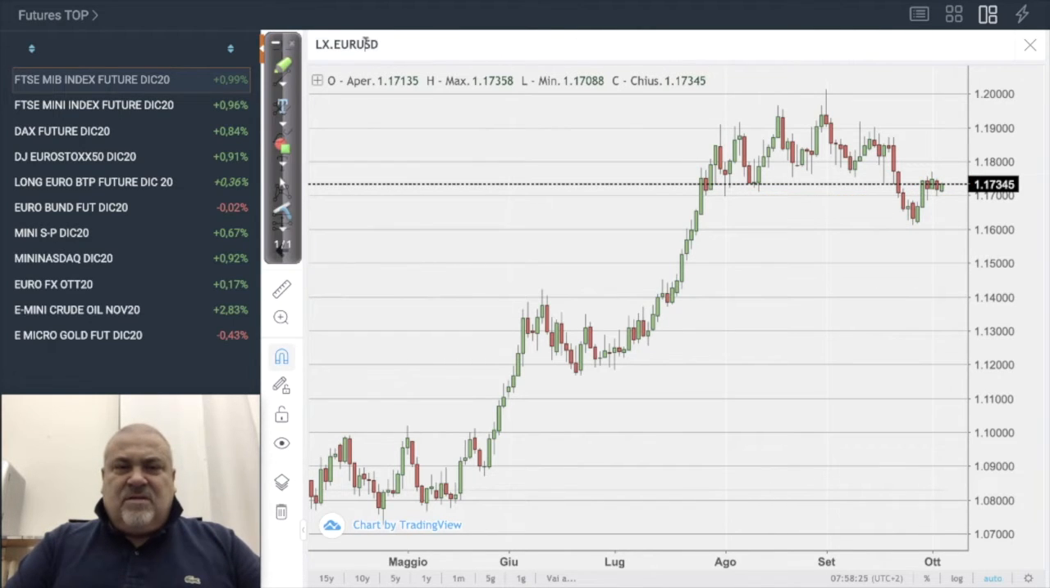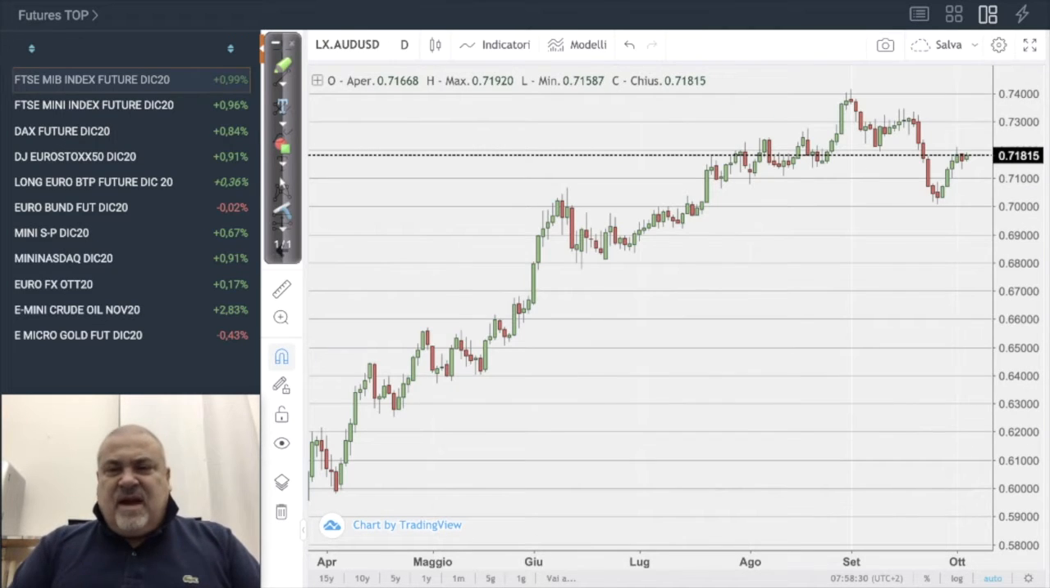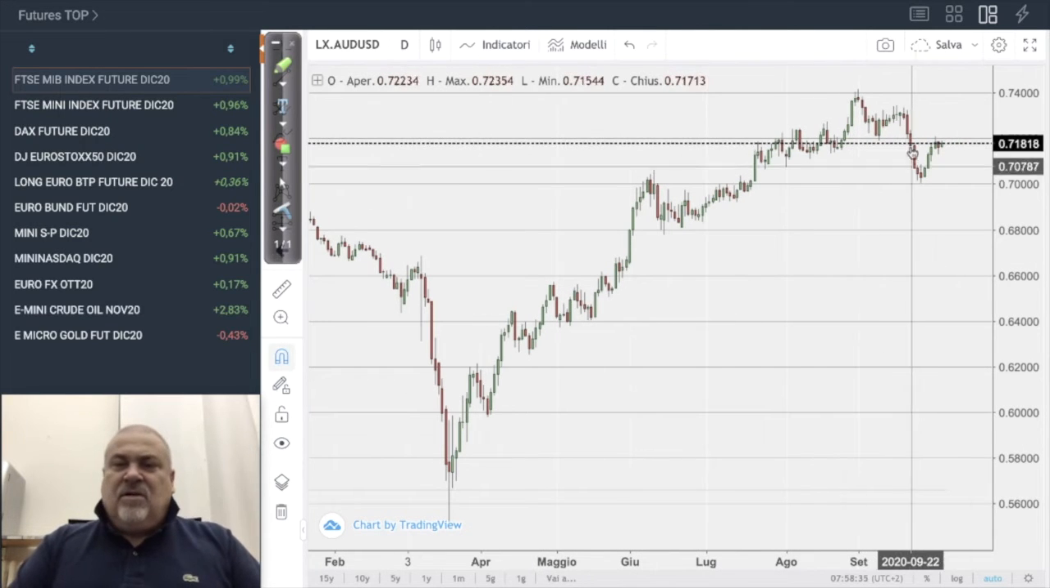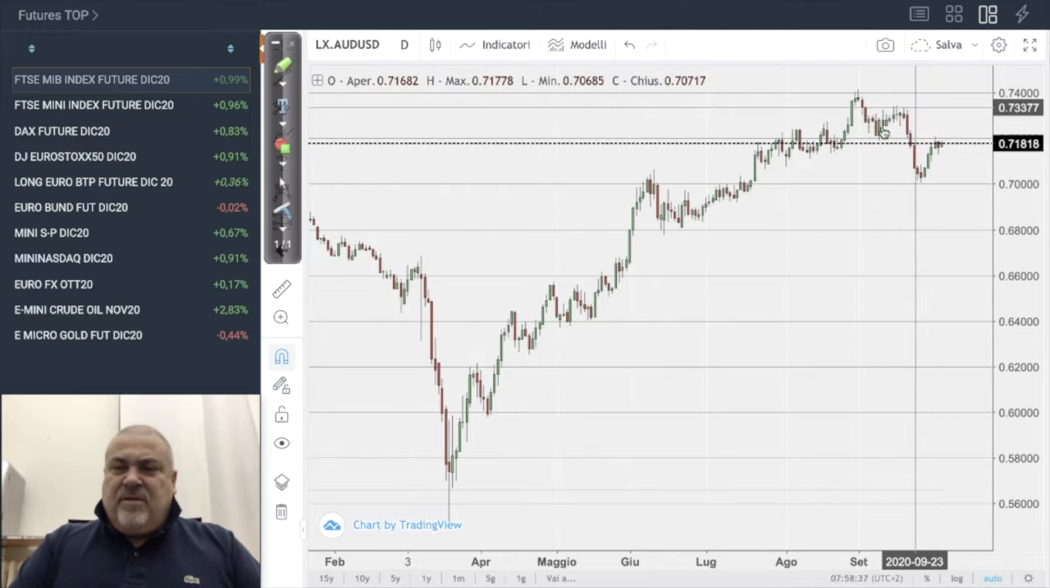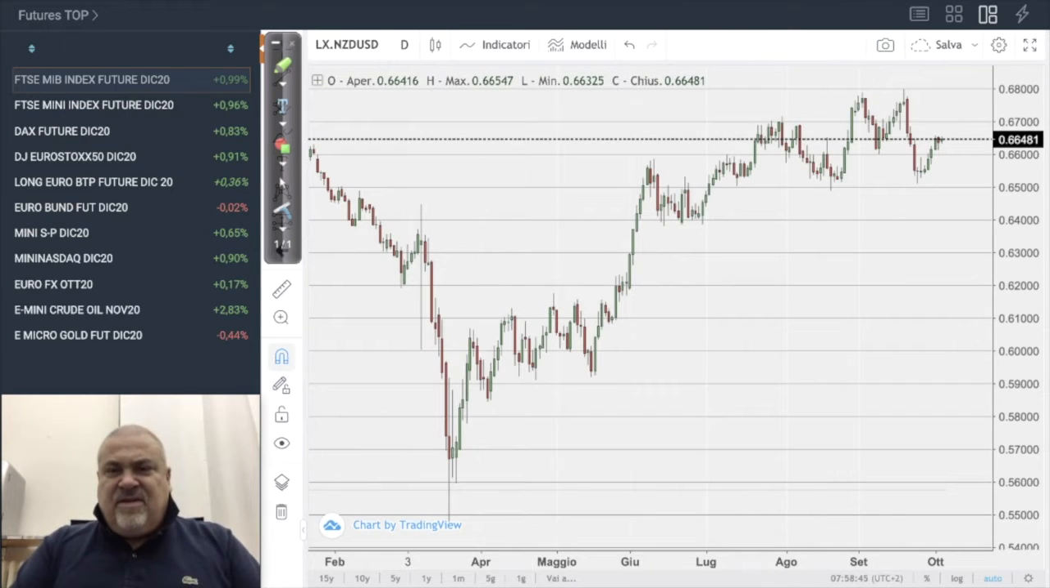So for what is still concerning the US dollar, let's see the situation with the Australian dollar that is still continuing in its uptrend against the dollar, even if there was a period in which the US dollar recovered a little bit. Let's switch also to the New Zealand dollar, and the New Zealand dollar is not so far from the situation of the Australian dollar. So still continuing the uptrend, and after this weaker period, it is growing up again.